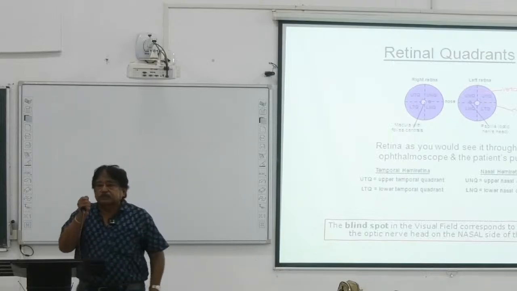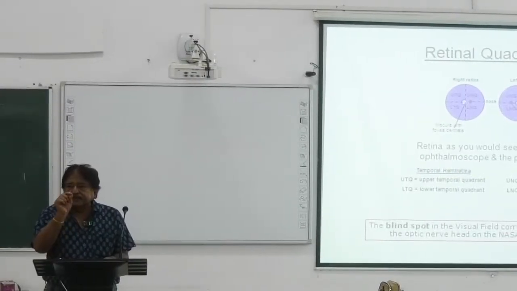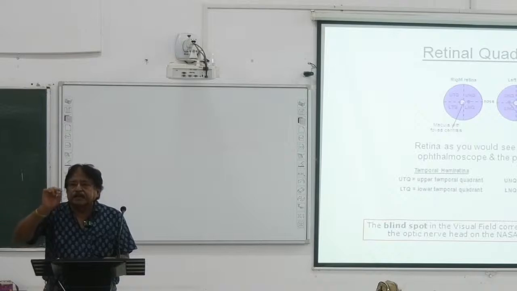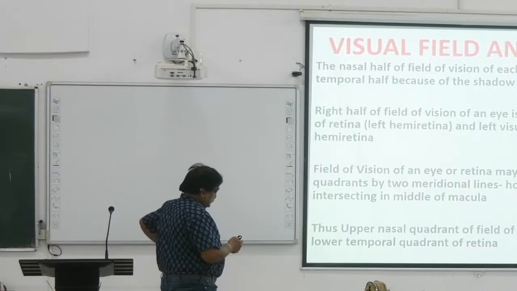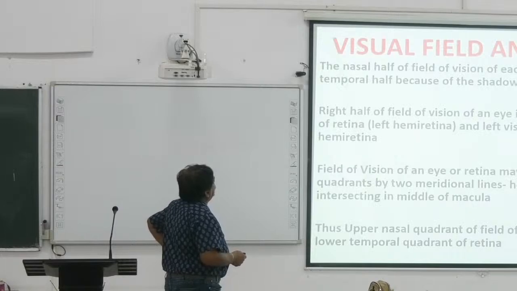So when you are doing ophthalmoscopy, you try to visualize the nasal side, then you will see the blind spot. And you will see if it is hypertensive or diabetic by the arterial structures of the retina. Visual field and retina. The nasal half of the field of vision of each eye is smaller than its temporal half because of the shadow of the nose. The right half of the field of vision of an eye is projected to the left half of the retina, the left hemiretina, and the left visual field to the right hemiretina.